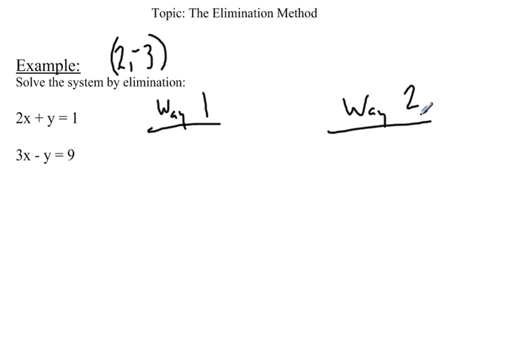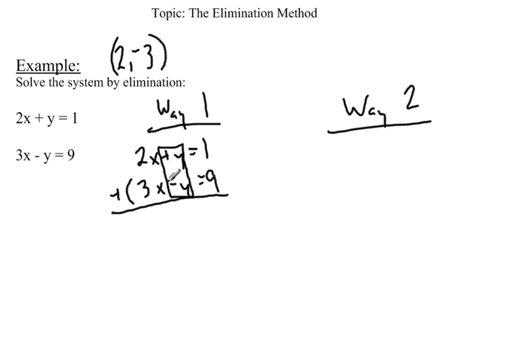We get an idea of kind of what you might end up seeing. Way 1, I'm not going to change anything about these two equations. One of them is 2x plus y equals 1, and the other one is 3x minus y equals 9. Since I have a positive y and a minus y, what I can do is add these equations together. Since they're opposing signs, they're going to cancel out. I won't have any y's. Those are gone. So 2x plus 3x gives me 5x. I don't have any y's left. 1 plus 9 is 10. Divide both sides by 5, I get x is 2.